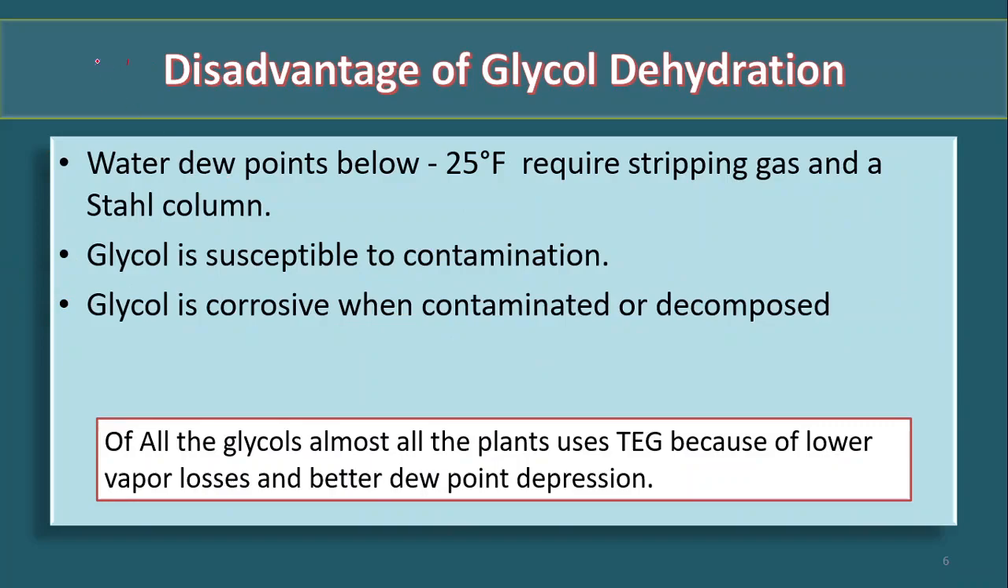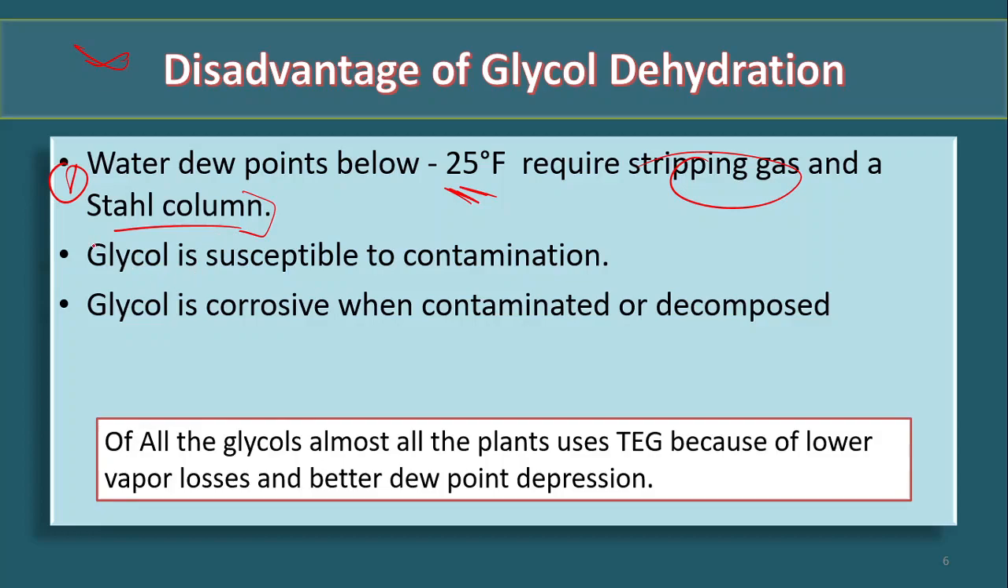Now let us come to the disadvantages. The first disadvantage is water dew point. Below -25 degrees it requires stripping gas and a Shawl column, which is a special type of column. So if you are going for depression at very low temperature, you need the stripping gas and this special type of column. Otherwise, in the normal case, we don't need any such column.